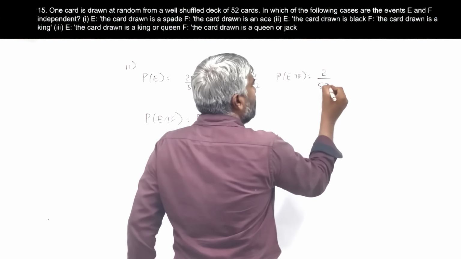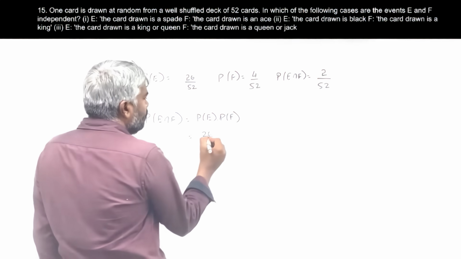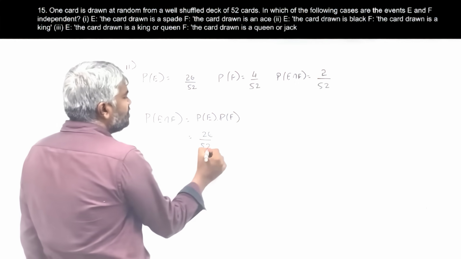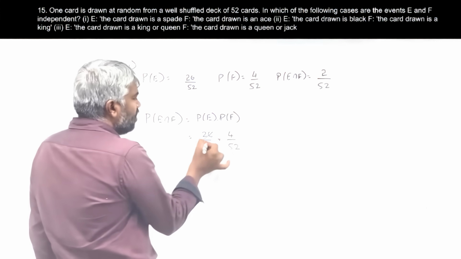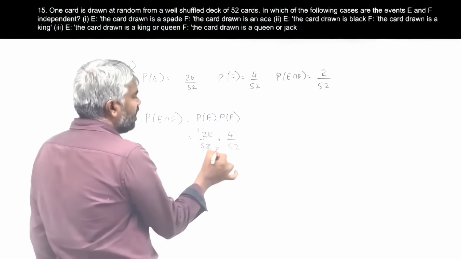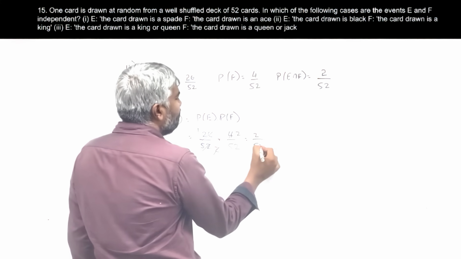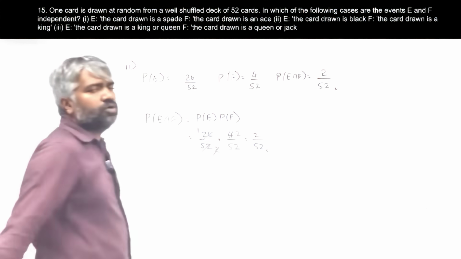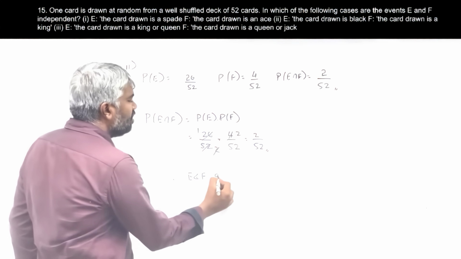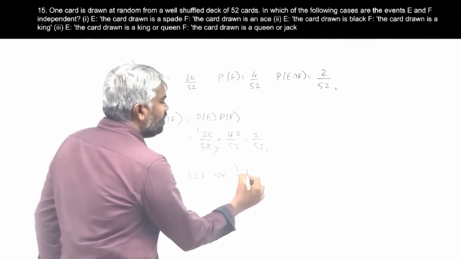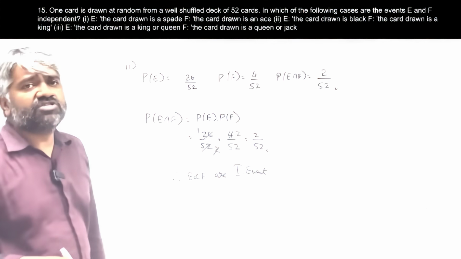So 2 by 52. Now I am going to check whether they are independent or not. So P of E intersection F is 26 by 52 into 4 by 52, which is 2 by 52. So therefore E and F are independent events, right?